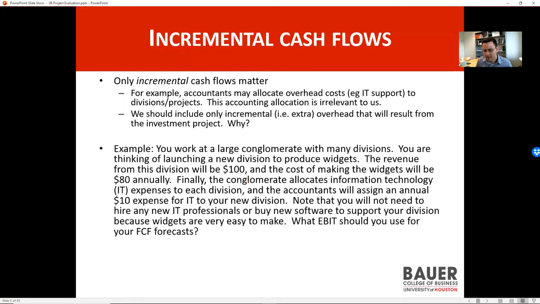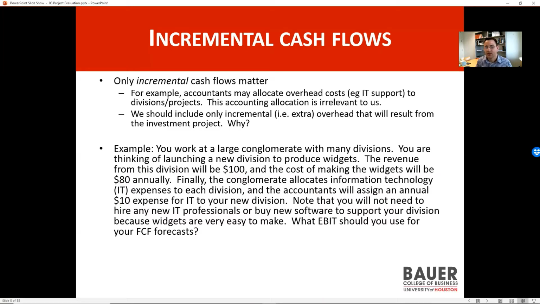What are our expenses? Well, we've got the COGS, the cost of goods sold, the cost of making the widgets itself, which will be $80 annually. And then we also have this SG&A expense for information technology. We've got a $10 expense here. So what would be your EBIT, your revenue minus your expenses? Well, maybe you could be tricked into thinking that your EBIT should be 100 minus 80 minus 10 to give you an EBIT of $10. But that would be incorrect.